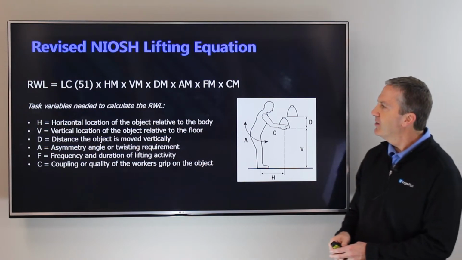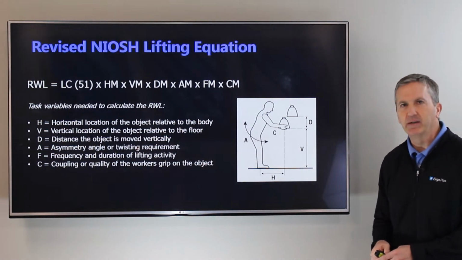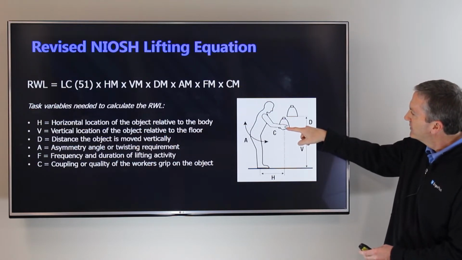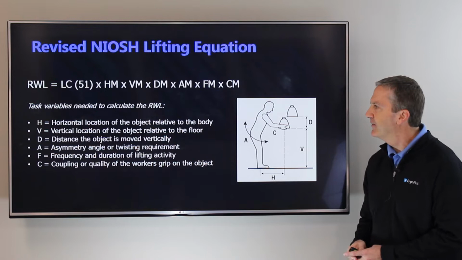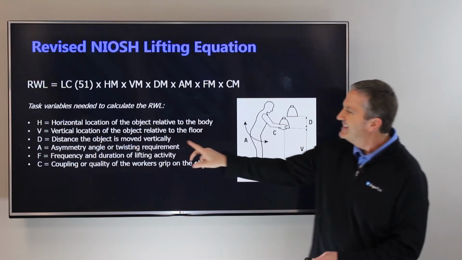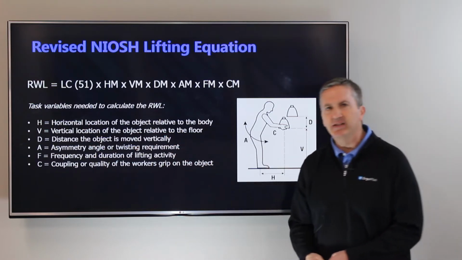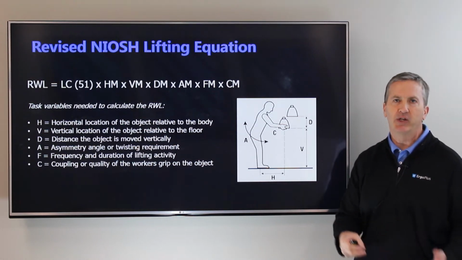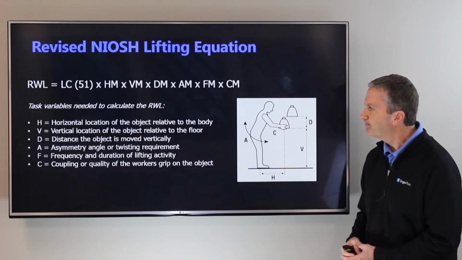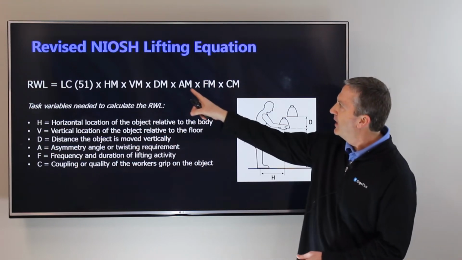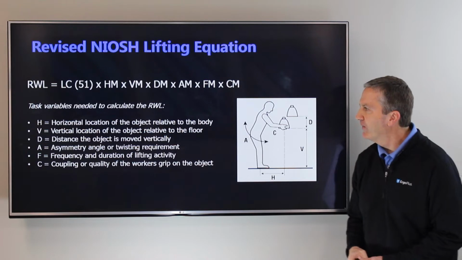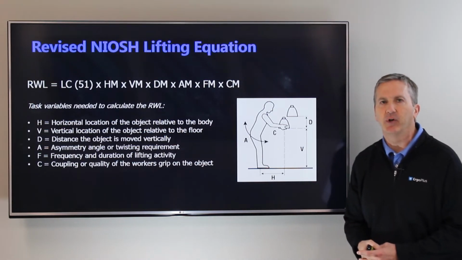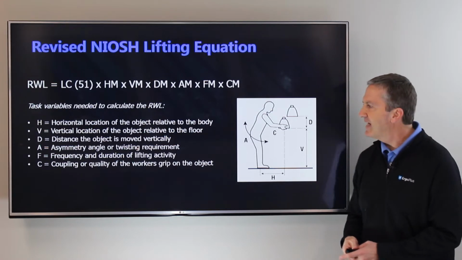The V multiplier is the vertical location of the object relative to the floor. So we'd measure from the floor to the coupling on the object to determine the vertical location. The D multiplier is the distance that the object moves vertically during the lift from origin to the destination. The A multiplier is for the asymmetrical angle or the twisting component, if there is one associated with the task.